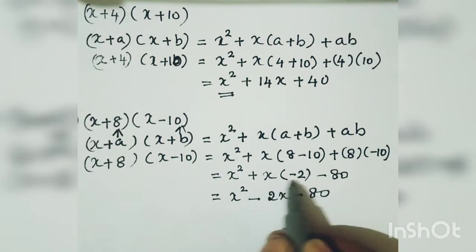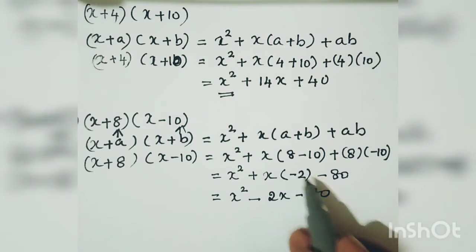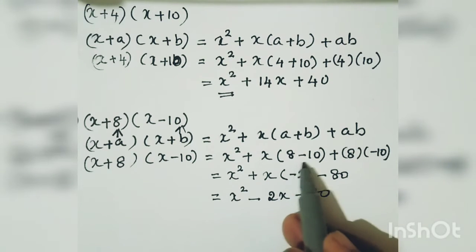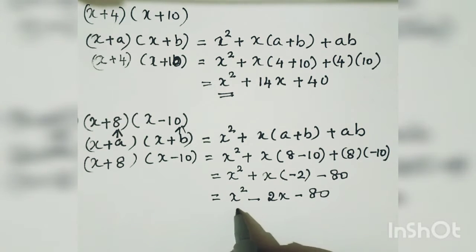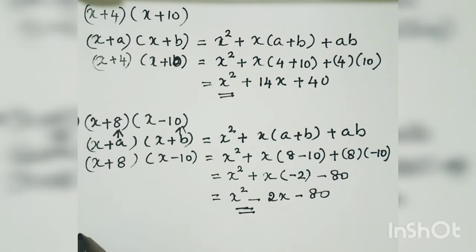Many children will go wrong here because usually they see only the operation and they forget to put the sign, and you have to follow here the rule of integers. Okay, so here it is x square minus 2x minus 80. So now let's see the next question, third one.